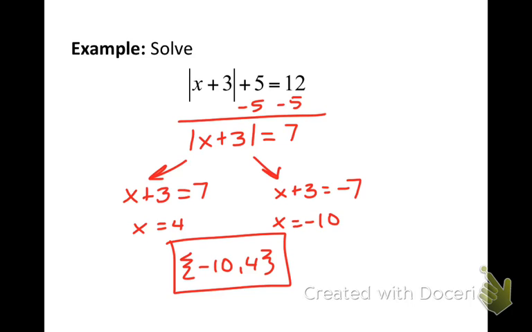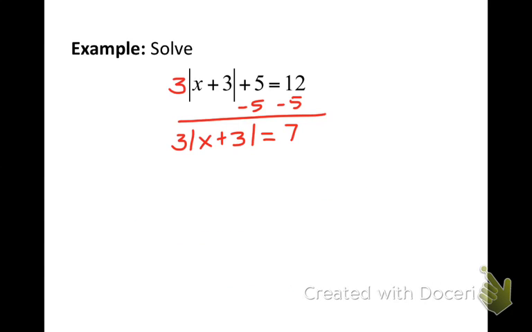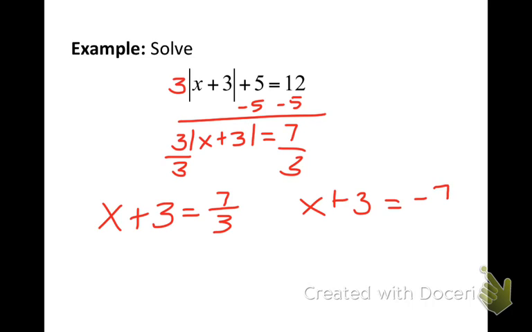If there would have been a 3 out in front, when I would have gotten to the second step there after subtracting the 5, what would I have had to have done before making my two equations? I would have had to divide by 3. That makes it a little bit ugly because it's 7/3. Then we would do x plus 3 equals 7/3, and then x plus 3 equals negative 7/3. So you have to get that absolute value sign all by itself before you can set up your equations.